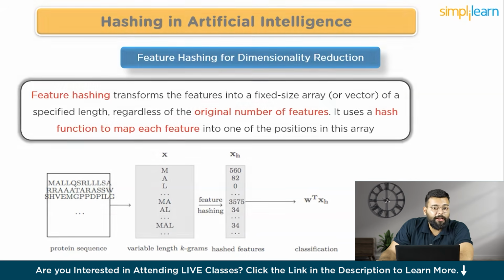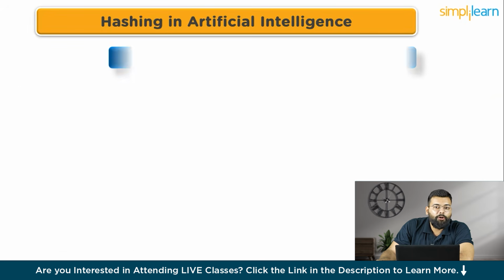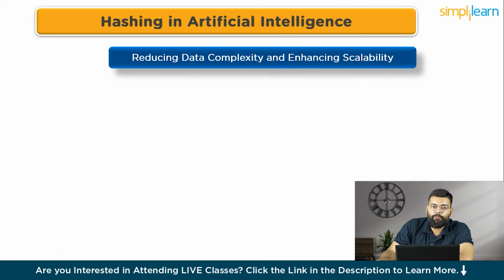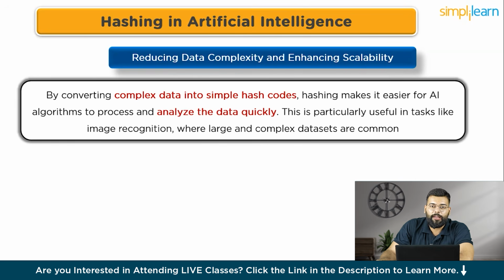Then comes reducing data complexity and enhancing scalability. Hashing also helps in reducing the complexity of data, which is crucial for making algorithms faster and more scalable. So how does this do it? Number one is simplifying data. By converting complex data into simple hash codes, hashing makes it easier for AI algorithms to process and analyze the data quickly. This is particularly useful in tasks like image recognition, where large and complex data sets are common.